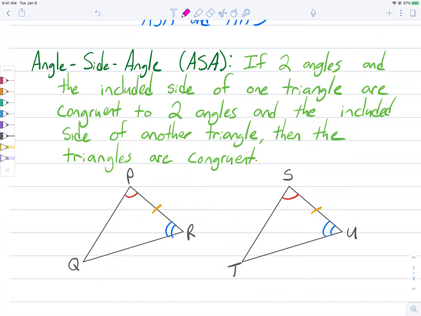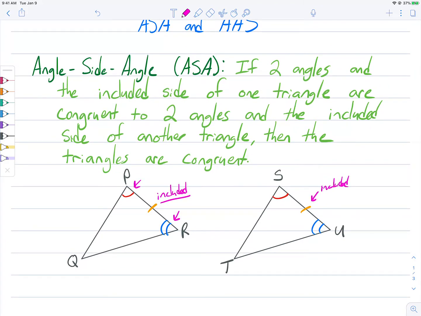So if you look at this picture, we have our two angles and the included side. If you think back to what it meant for being included, the two angles help create that side. So the side is in between those two angles. So this is included because it is in between those two angles. So if you can find two sets of congruent angles and the side is also congruent, then the two triangles are congruent by angle side angle.